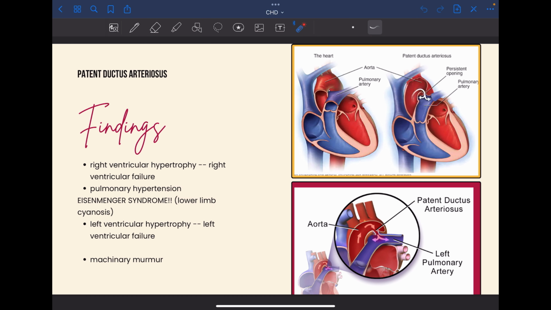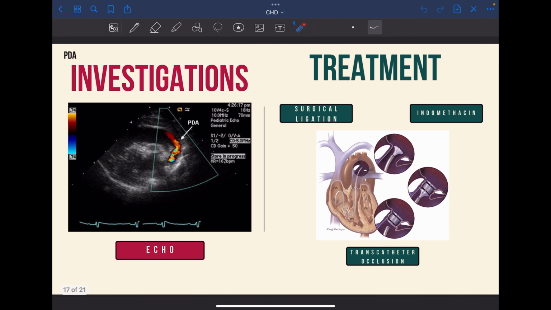So lower limb cyanosis presents in patent ductus arteriosus, unlike VSD and ASD, where it's just a generalized cyanosis happening because of the reversal of the shunt. Also, a machinery murmur is present because of the mixture of blood and the change in blood that we see. Investigations and diagnosis wise, usually an echo is seen. You can do an echo and a Doppler and you can see the opening in the patent ductus arteriosus.